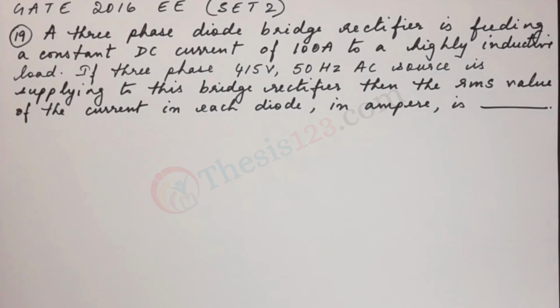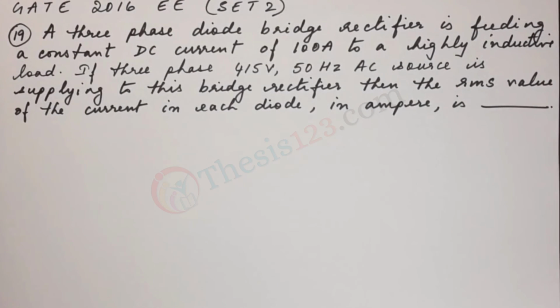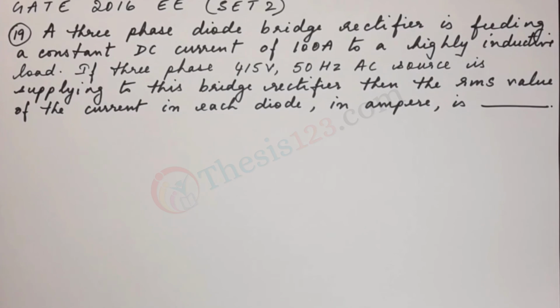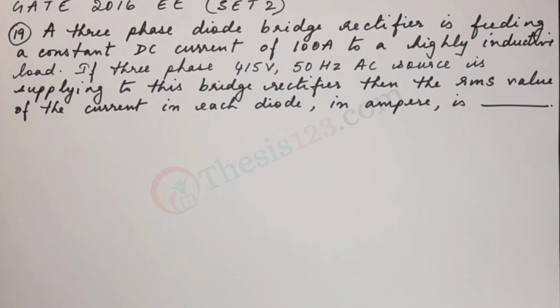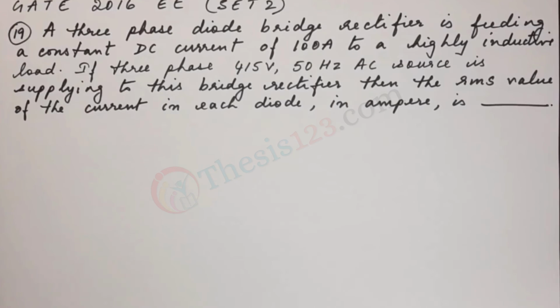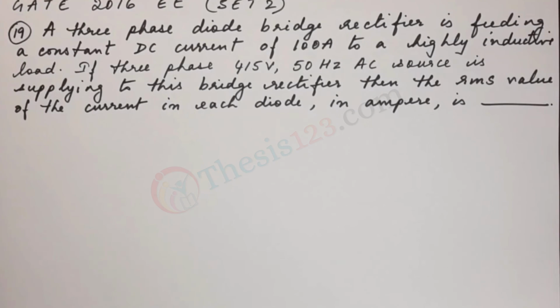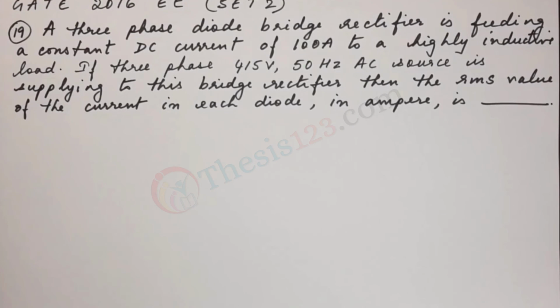Here's the next question, number 19. A three-phase diode bridge rectifier is feeding a constant DC current of 100 amps to a highly inductive load. If a three-phase 415 volt 50 Hz AC source is applied to this bridge rectifier, then the RMS value of the current in each diode in ampere is.